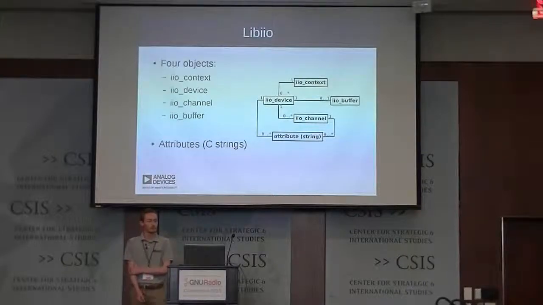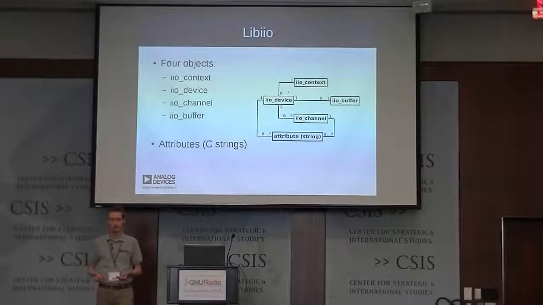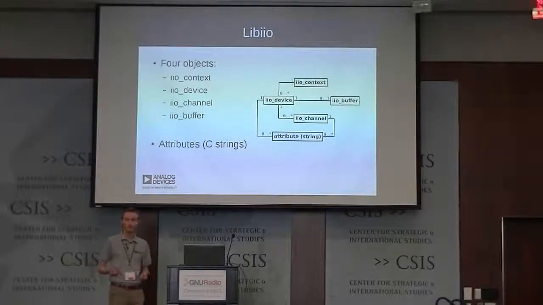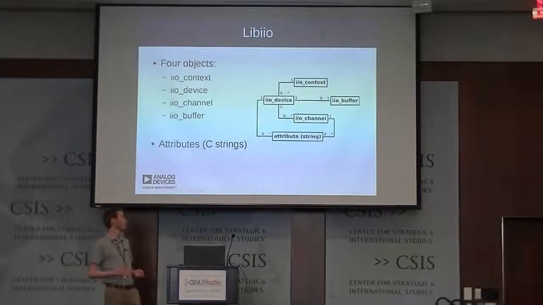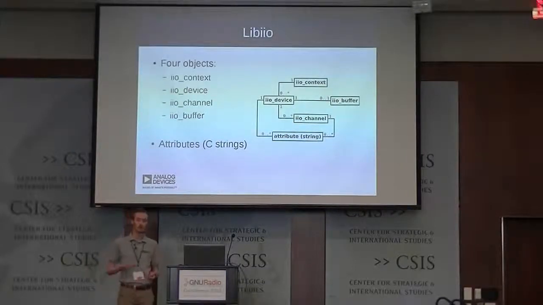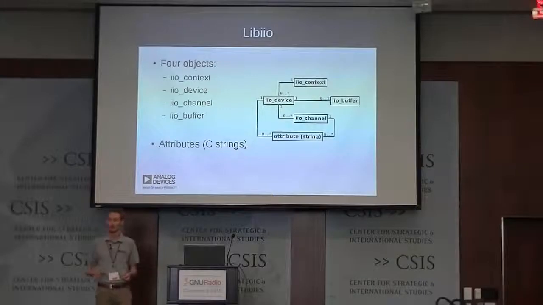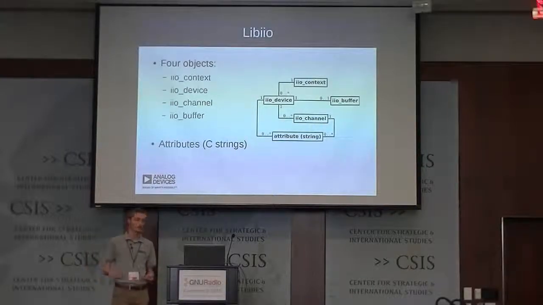So in the library you have 4 main objects that you will manipulate. The IIO context object, which represents more or less one instance of the library. It will offer you 0 or more IIO devices. Each IIO device object corresponds to one device reported by the user.